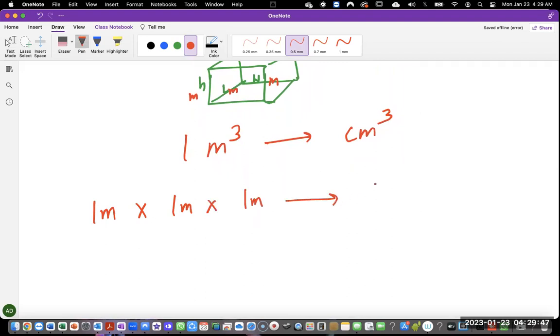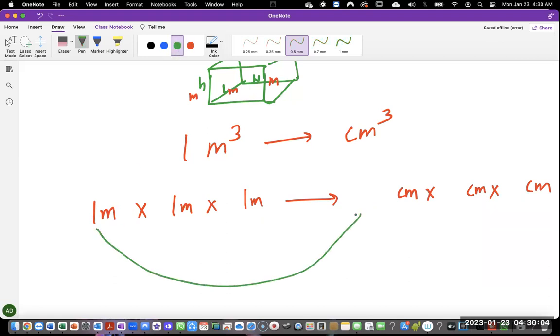We are trying to change it into centimeters cube. So let's break that down as well. Centimeter cube means centimeter times centimeter times centimeter, right? So each of those meters needs to be changed into centimeter. If you notice here, each meter has its own centimeter.